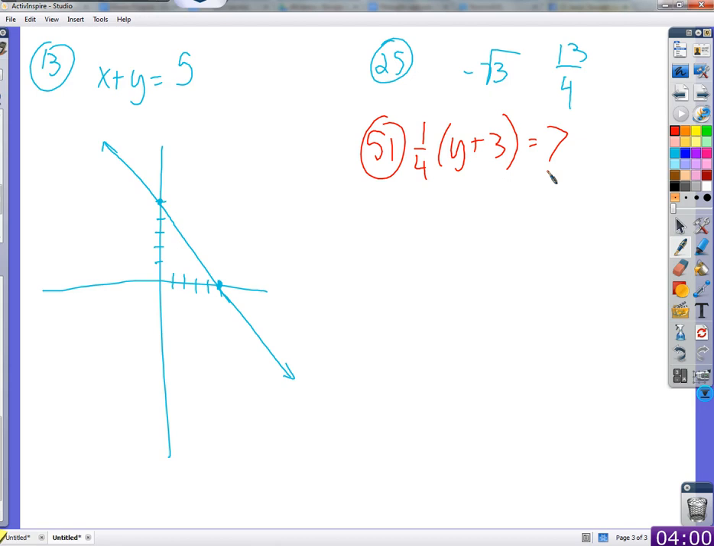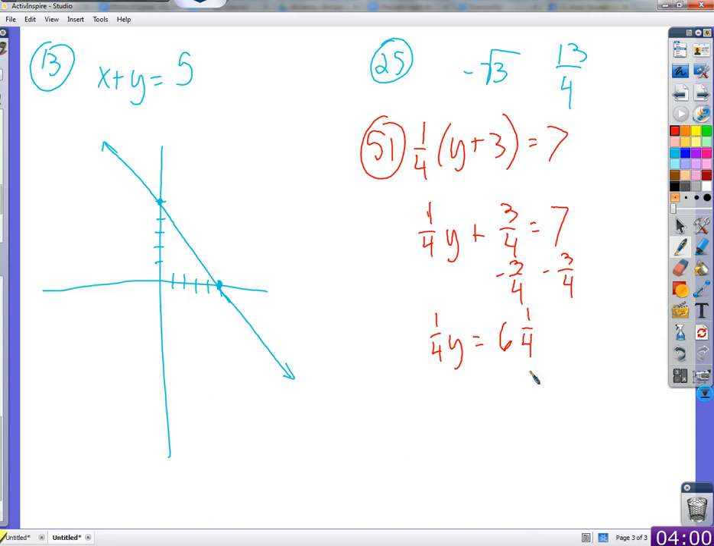And so yes, fine. But it's not a matter of whether you should do that. It's just, could you? You could. So you could do that legally. So if that makes sense to you, you should do that. So we distributed the 1/4. Now what do we do? Subtract 3/4, okay. All right, so now 1/4 y equals, say 6 1/4, because that's true.